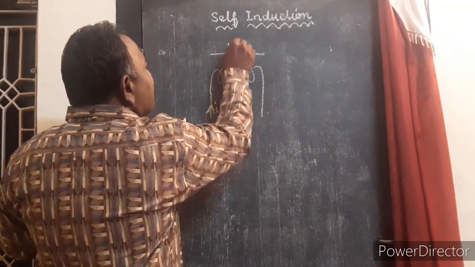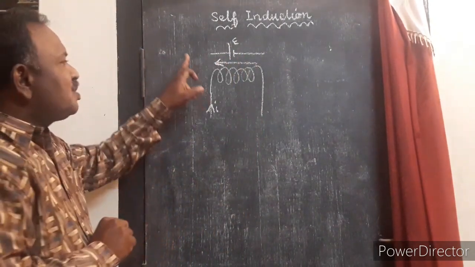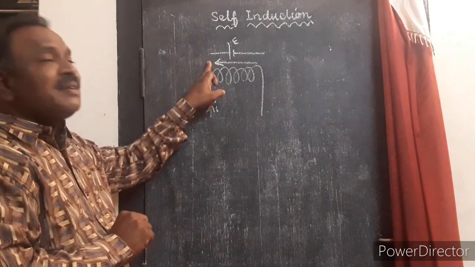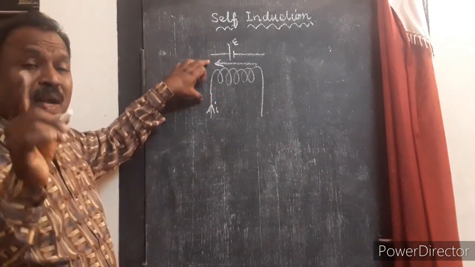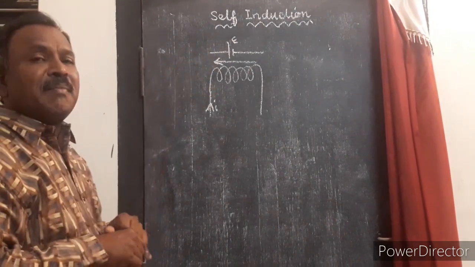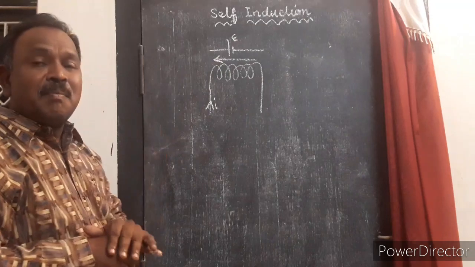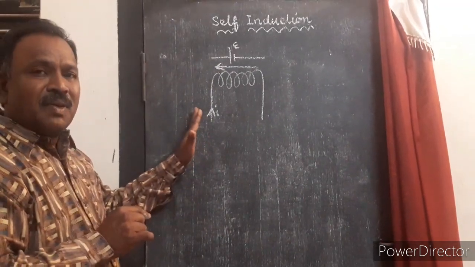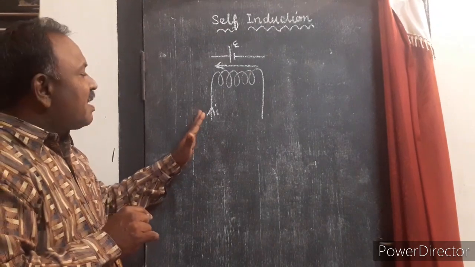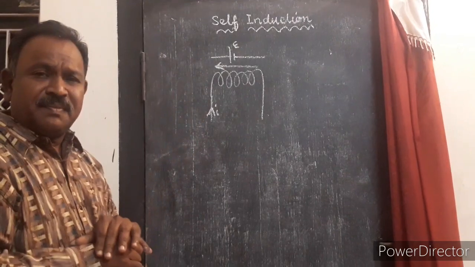This opposing EMF is produced by inductance, that is the property of an inductor to produce an opposing EMF. This opposing EMF tries to stop the build-up of current. So whenever current is built up in the circuit, the induced EMF opposes that.